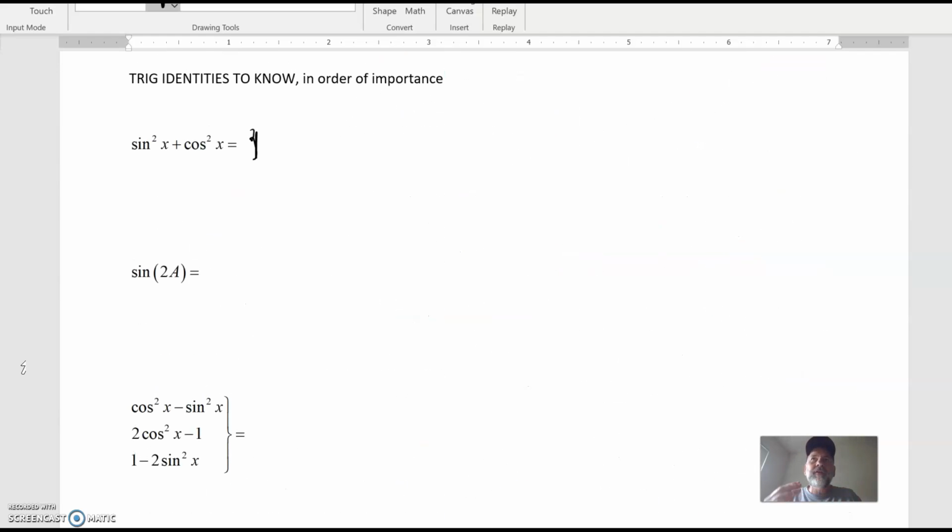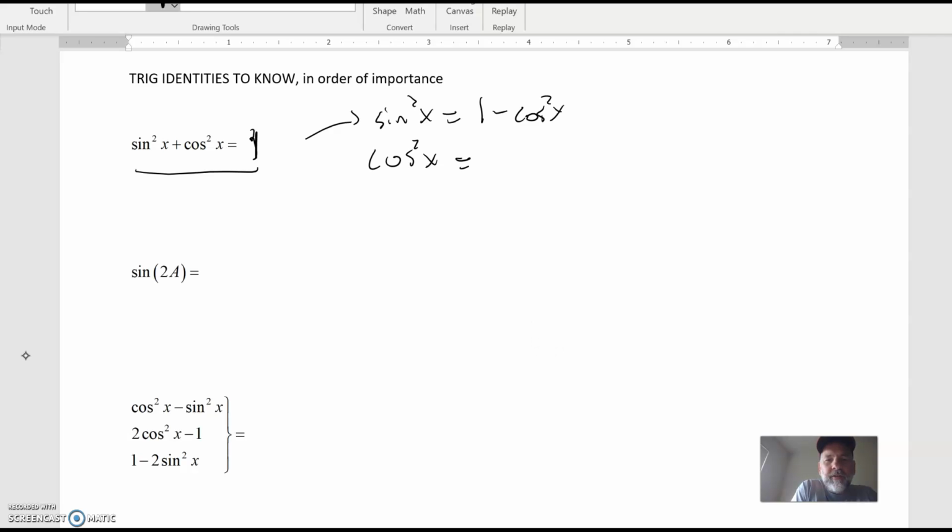So you also want to know this in slightly altered forms. You don't want to just know that if you see sine squared plus cosine squared, then it's 1. This is an identity, it's always true. So you'd also want to know that, subtracting over, sine squared x is 1 minus cosine squared x, and cosine squared x is 1 minus sine squared x.